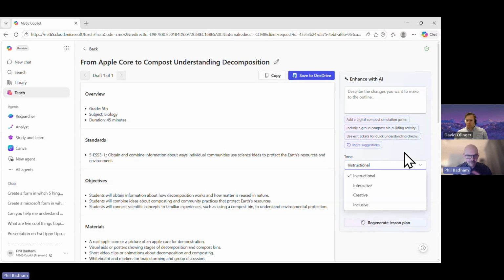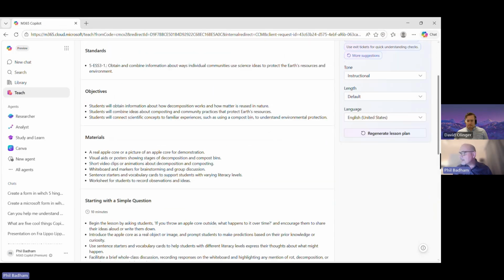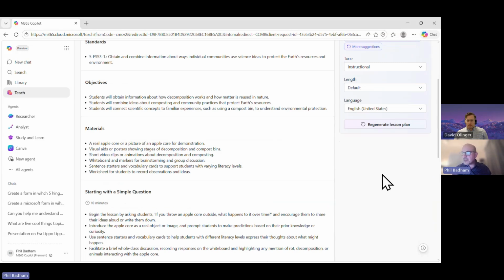Or if I have a very wide level of attainment in my class, I may use the inclusive tone in order to ensure that all learners are represented and all learners receive the instruction at the right level. I can change things like length, default, etc. So you can see there that within the Teach module, I've got some really cool tools at my disposal to begin outlining lesson plans and giving me ideas for how lessons might be structured. So that's how the Teach module might support you in your work.